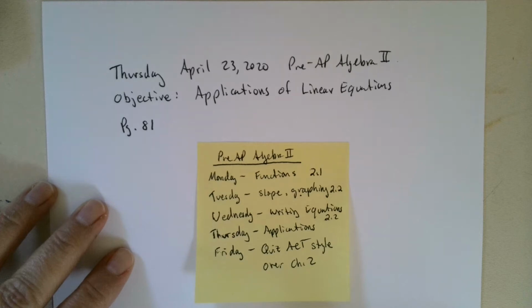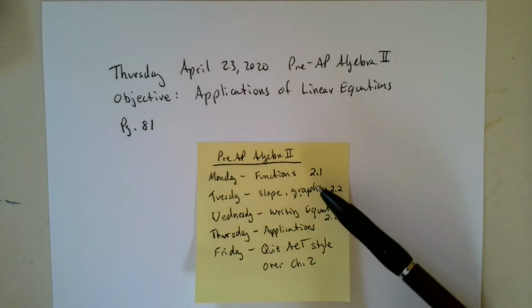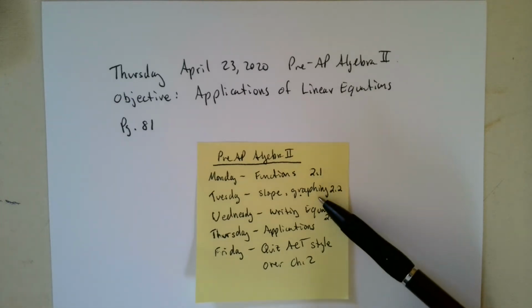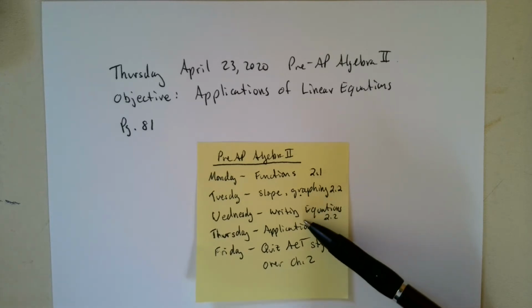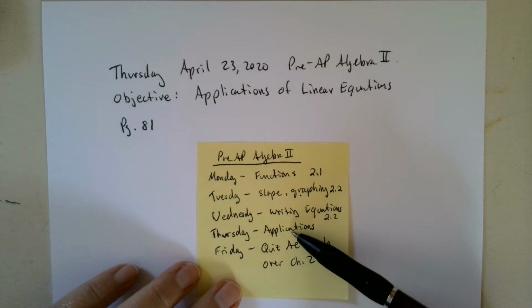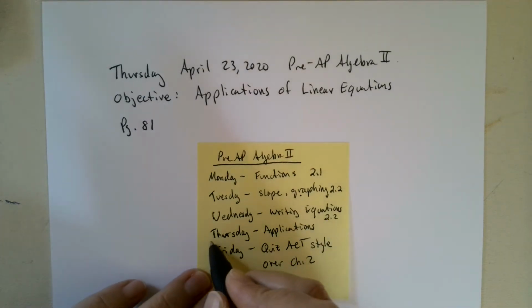All right, this is our video for Thursday, April 23rd, Pre-AP Algebra 2. Our objective today is to look at applications of linear equations. On Monday, we reviewed function notation, domain and range. Tuesday, we reviewed slope and graphing. Wednesday, we reviewed writing equations. Today, we're going to look at applications of our linear equations.